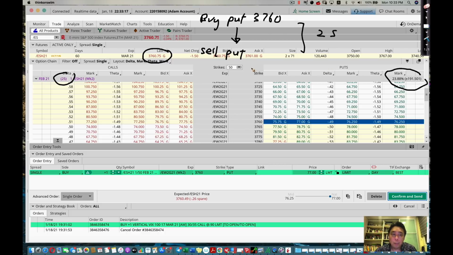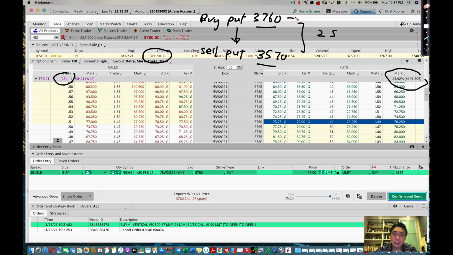Can you see that? Based on current volatility, we expect the market to go up by 191 points or go down by 191 points in 25 days. So we expect in 25 days, the market will drop by 191 points. 3760 minus 191, our target price in 25 days would be 3569. Let's round it off to 3570. So we're going to buy the 3760 put and sell the 3570 put.